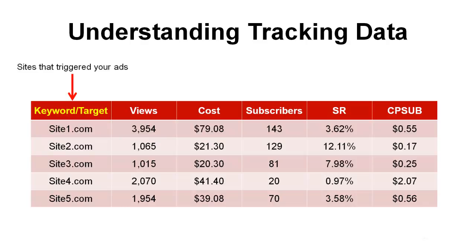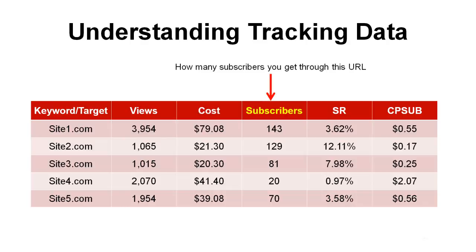The keyword and the target column basically tells you the site that has triggered your ad. The view, on the other hand, tells you how many times your ad has been triggered for a particular URL. You can simply think of views as visitors. Now, in this example, we know that Site1.com has shown our ads to about 4,000 visitors, and Site2 has shown our ads to around 1,000 visitors. Now, if you multiply the number of views with the cost per view, you are going to get the cost spent on a particular URL.